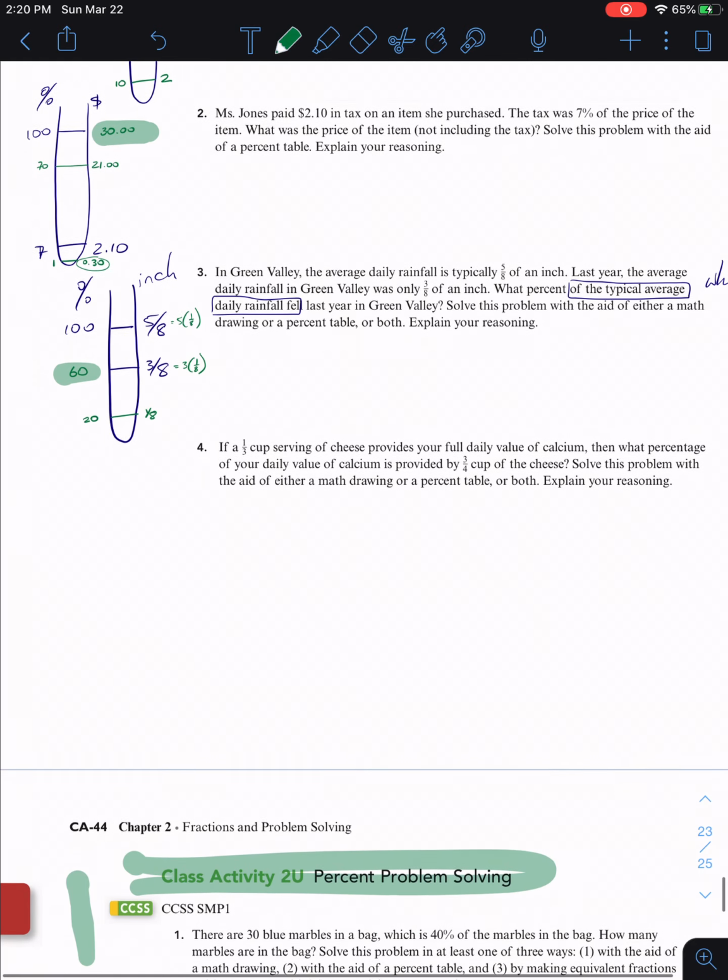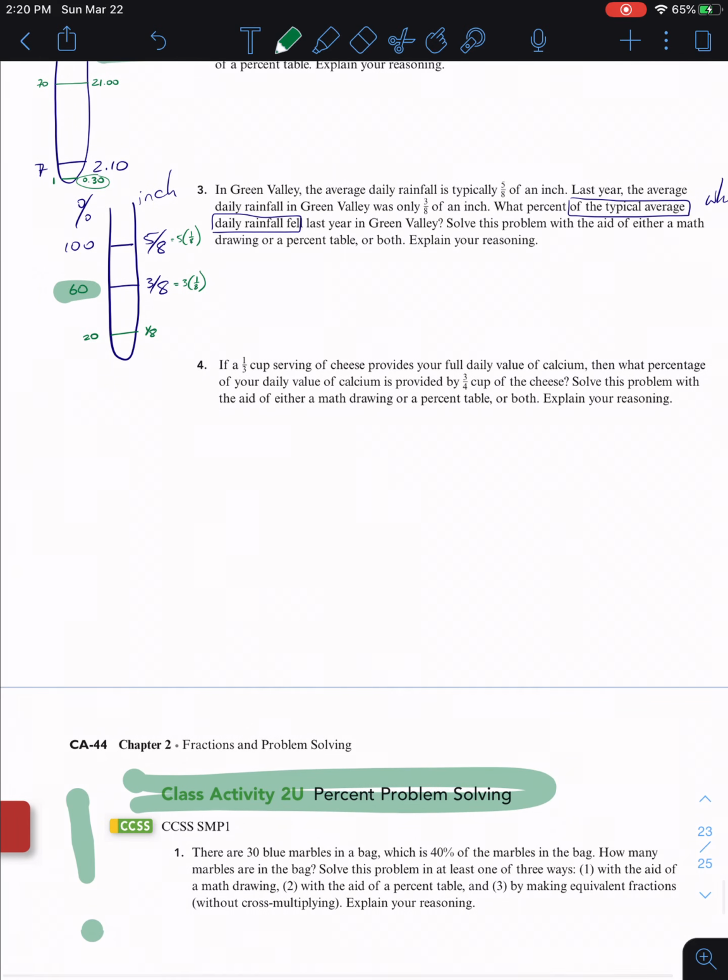Okay. Now let's look at question 4. If a third of a cup serving of cheese provides your full daily value of calcium, then what percentage of your daily value of calcium is provided by 3/4 cup of cheese? So if you have your daily value of calcium, that seems like that's our whole, because that's what we're comparing everything to. So let's draw our percent thermometer. So we have percent of daily value of calcium, and we have cups of cheese.